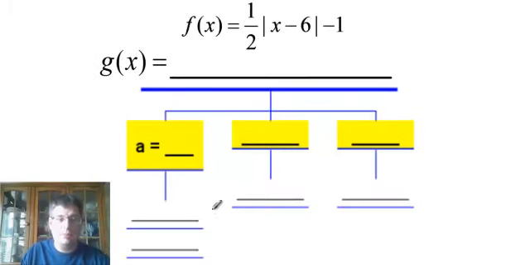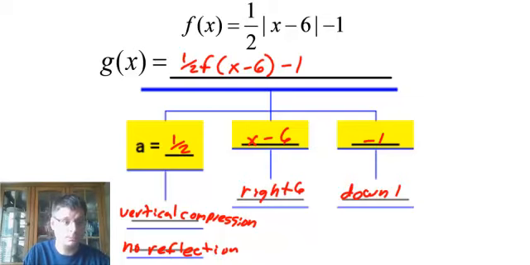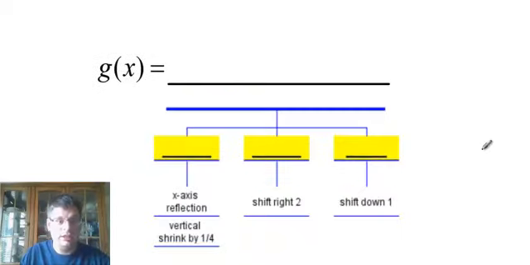Okay. So for this next one, I want you to pause the video and try this one on your own. In 3, 2, 1. Okay, take a look at that. So we have vertical compression or vertical shrink, no reflection, right 6, down 1.